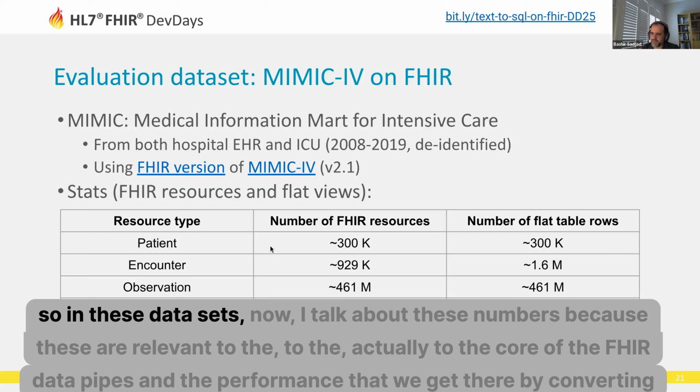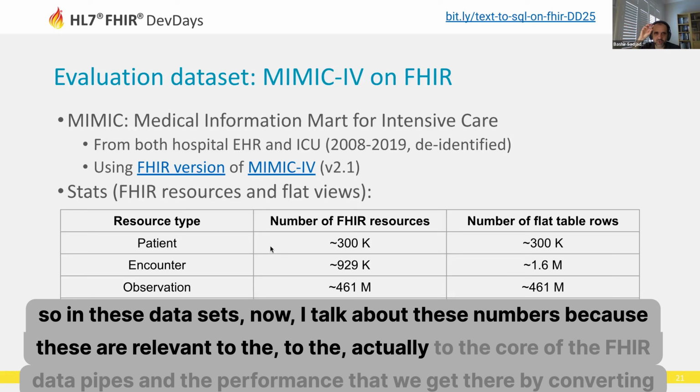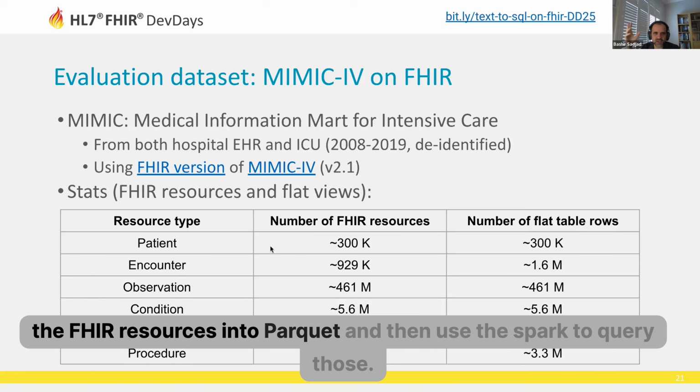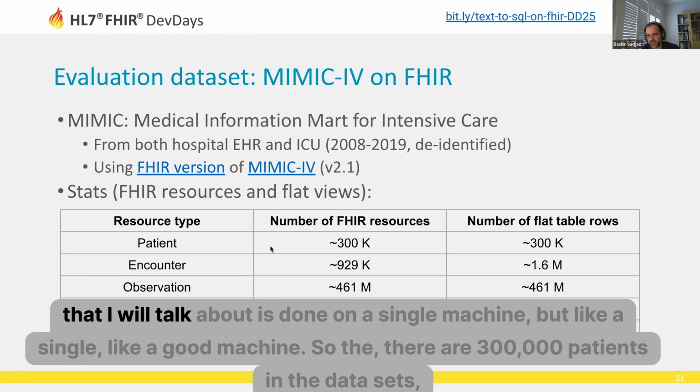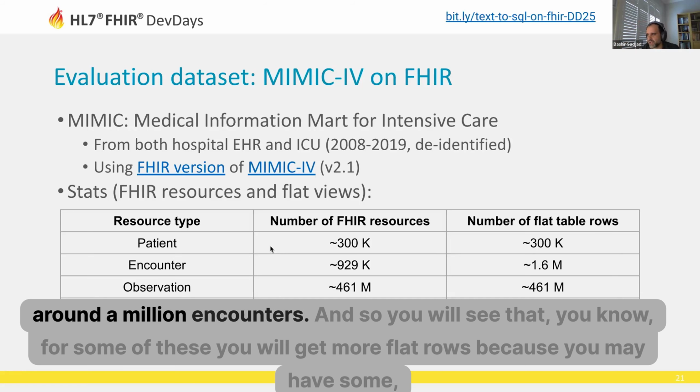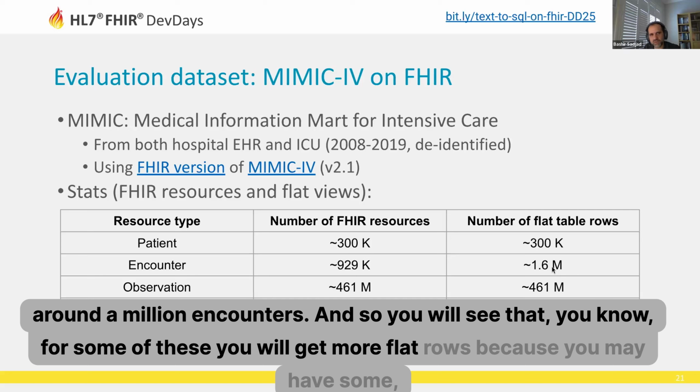I talk about these numbers because they are relevant to the core of the FHIR data pipes and the performance we get by converting the FHIR resources into Parquet and then using Spark to query those. Everything I will talk about is done on a single machine, but a good machine. There are 300,000 patients in the data sets, around 1 million encounters. For some of these, you will get more flat rows because you may have some.